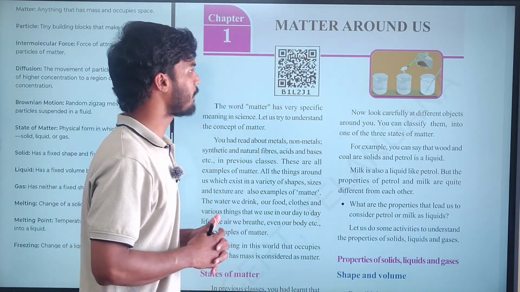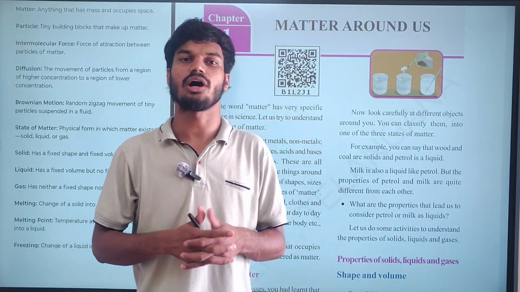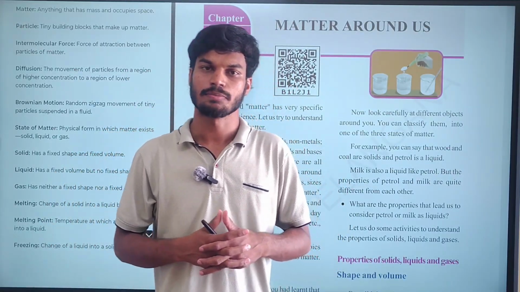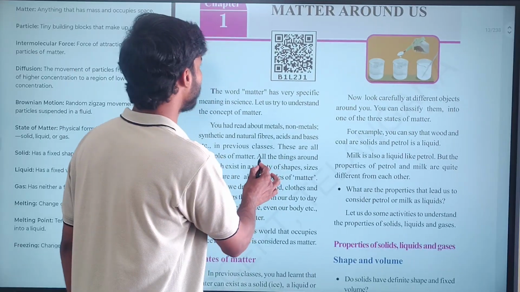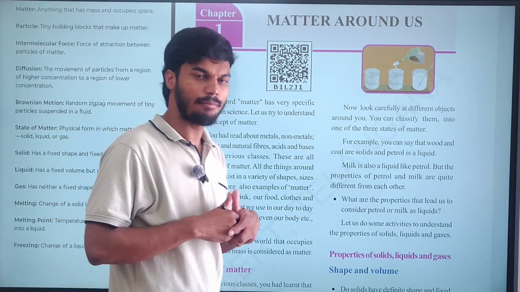Today we are going to discuss the chapter Matter Around Us. In this chapter we are going to discuss the properties of solids, liquids and gases. So, matter around us. First, what is meant by matter?